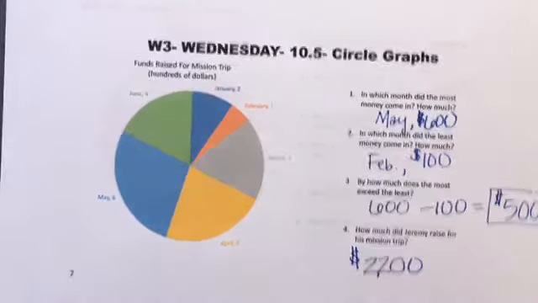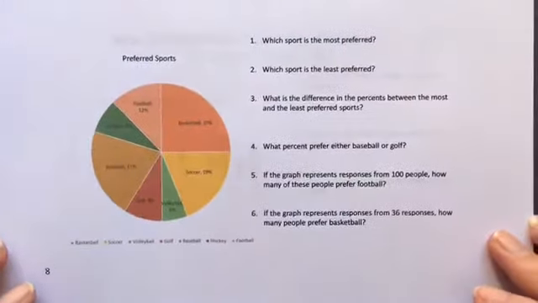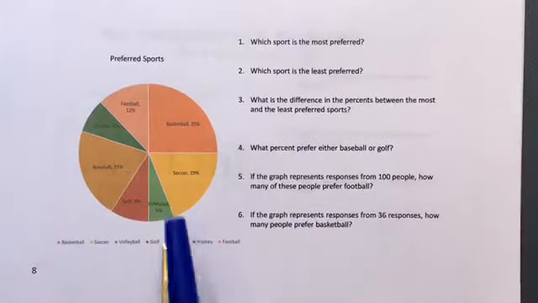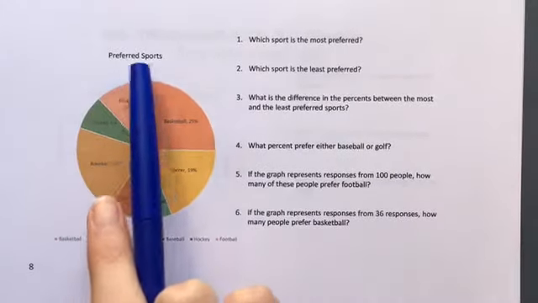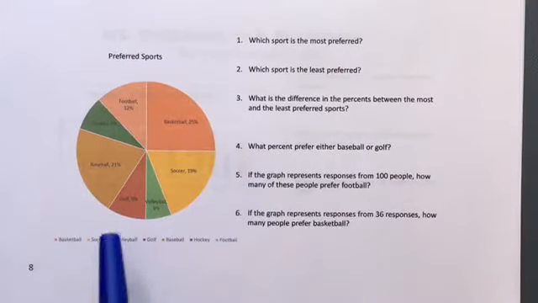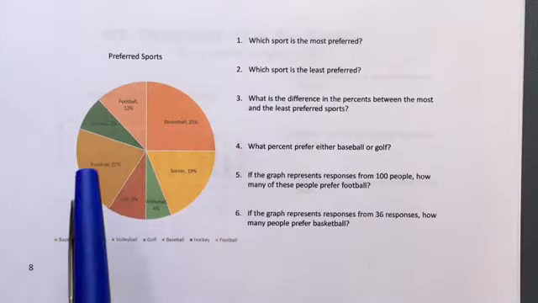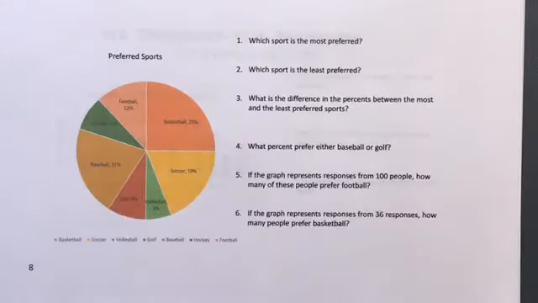All right, let's look at our next example. We have one more example, and then we'll get to your homework. In this example, we see the title, Preferred Sports. We can see we have basketball, soccer, volleyball, golf, baseball, hockey. I know that's hard to see. Hopefully you can see it on your own sheet. And football. And these are the percents of people that prefer them.